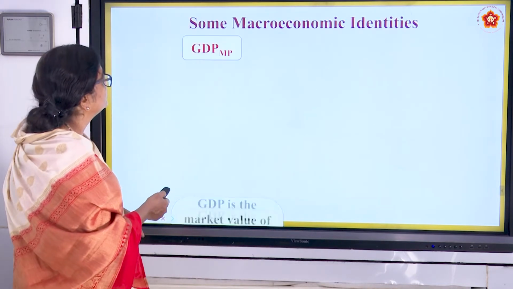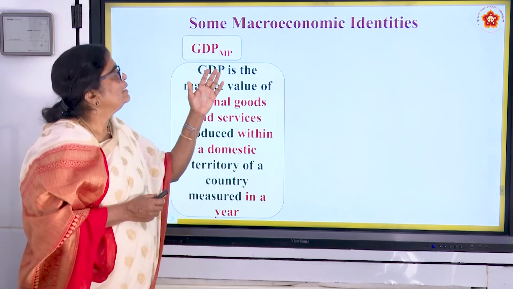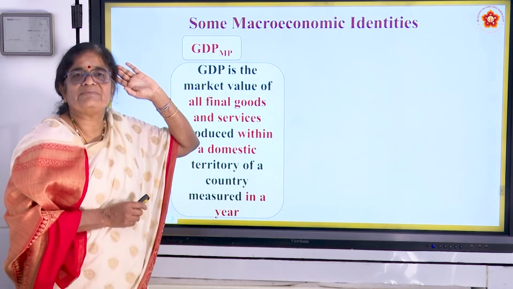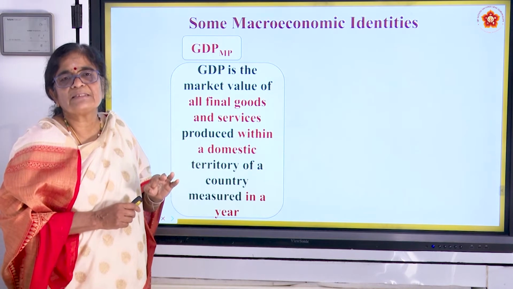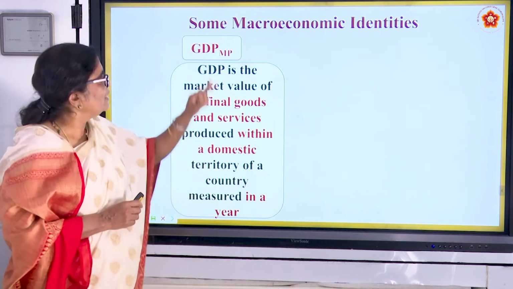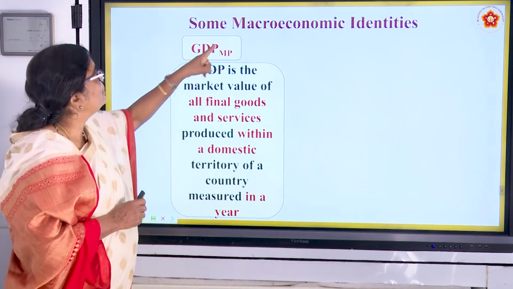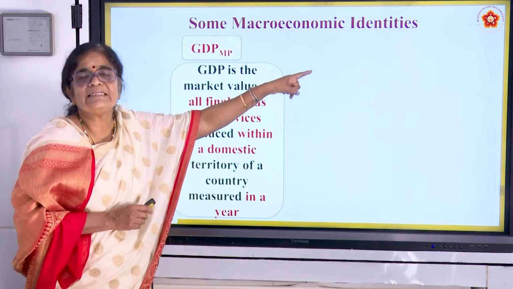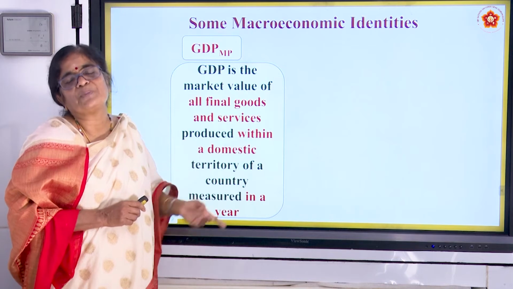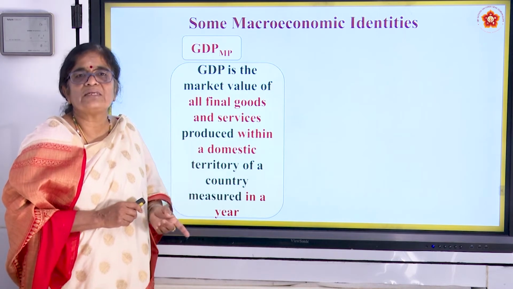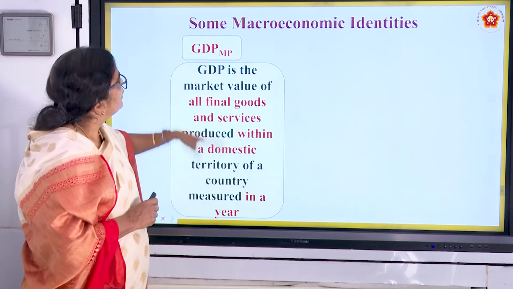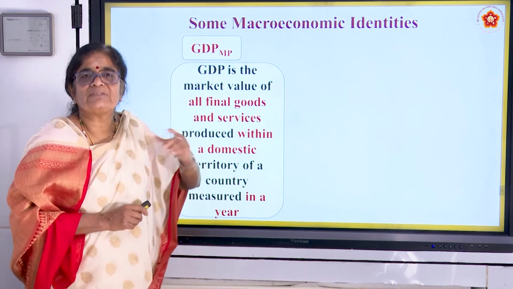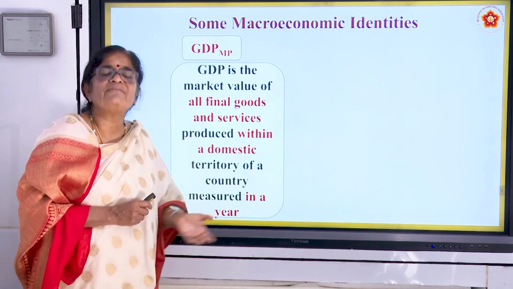Now I am going to say some macroeconomic identities. We have finished the concept of factor cost, basic prices and market prices. Now we are going to the second part, GDP, some macroeconomic identities. This question always used to be asked as a long answer question, 6 marks, 20 sentences. You have to explain the macroeconomic identities. What are the macroeconomic identities? That we are going to study.